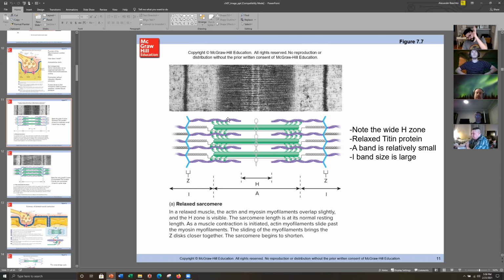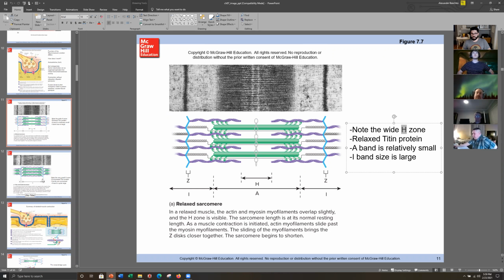So here, with our relaxed sarcomere, we have a relatively wide H zone right here, the space between each of our actin filaments on either side. That space is relatively wide. We have this little spring-like protein called titin that's depicted right here, and it's relatively relaxed. It's not compressed at all. The A band itself is relatively small, and the I band size is quite large.